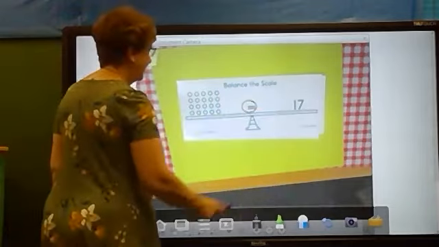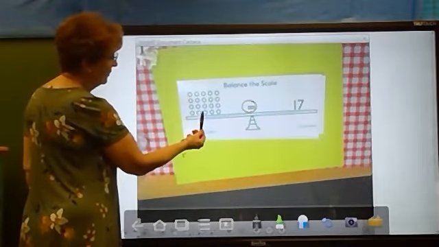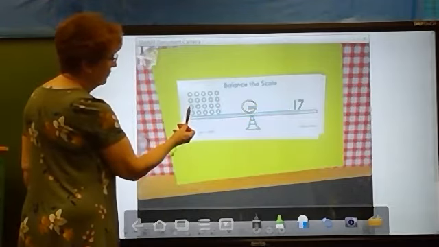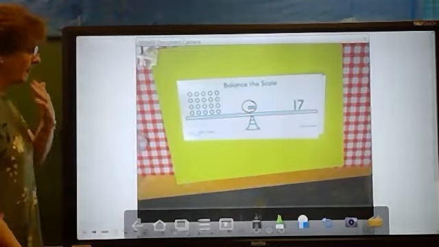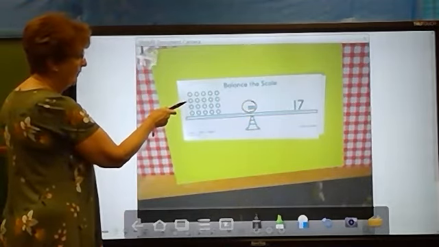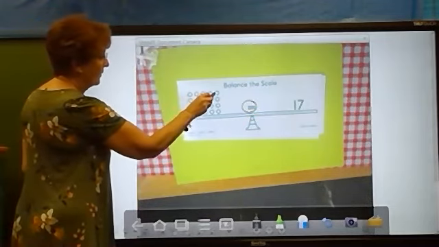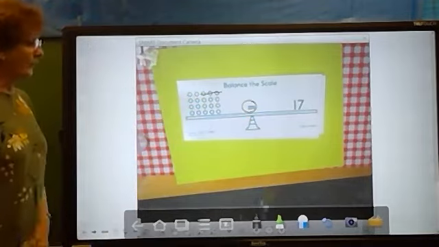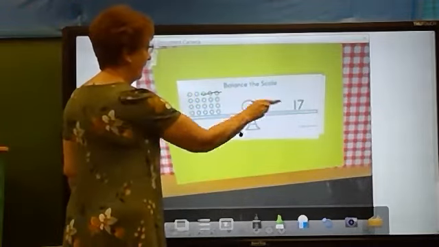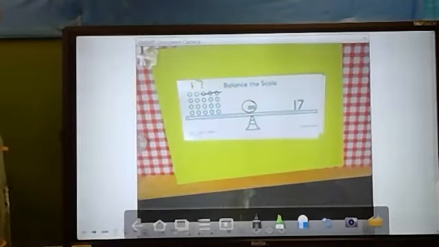Here we have 17. Let's look at this. 1, 2, 3, 4, 5. And I have 1, 2, 3, 4 rows of 5. So I can count by 5. 5, 10, 15, 16, 17. So I don't need those 3. And if I take those 3 out, now my scale is balanced. What is on this side is the same as what is on this side.